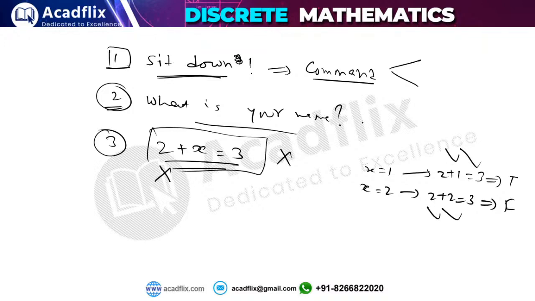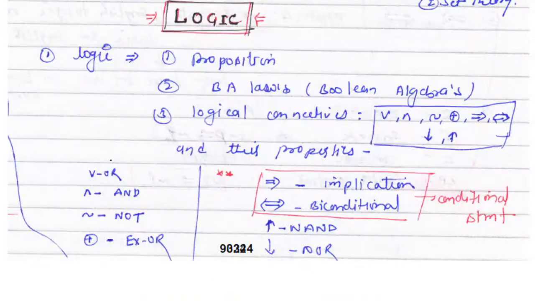But 2 plus x equal to 3 is not a proposition. Why? Because the truth value will depend on the value of x. You cannot assign true, because it will depend on the value of x. Similarly, you cannot assign false because it will depend on the value of x. So that's why we can say that this is not a proposition. These are some examples of what is a proposition and what is not a proposition. So we have seen it, and now let's move on to our next concept.